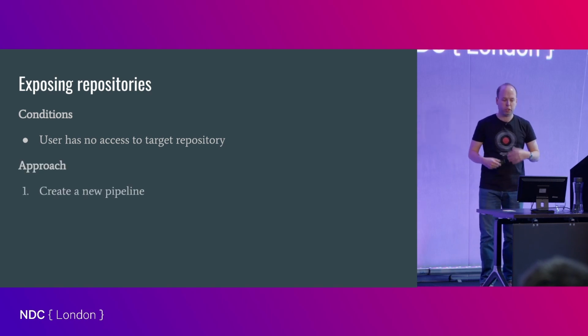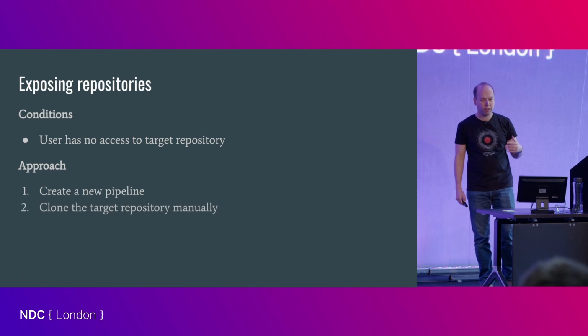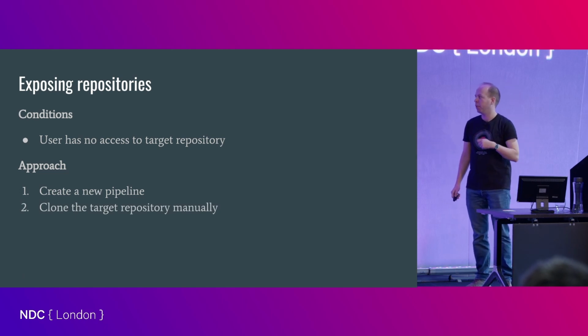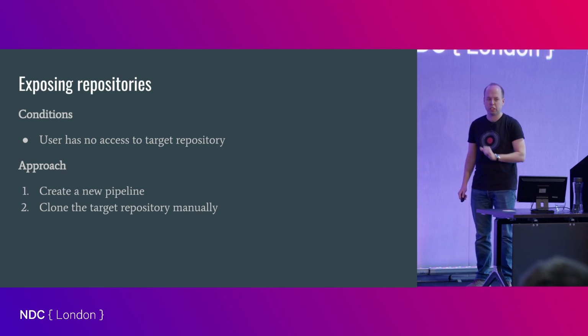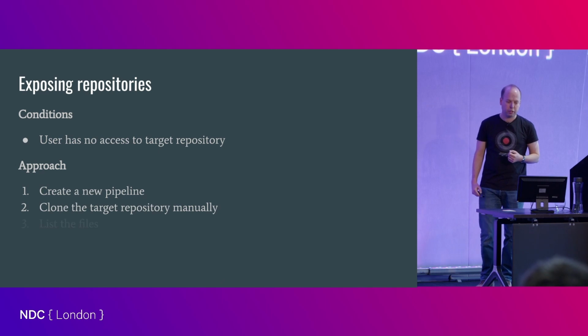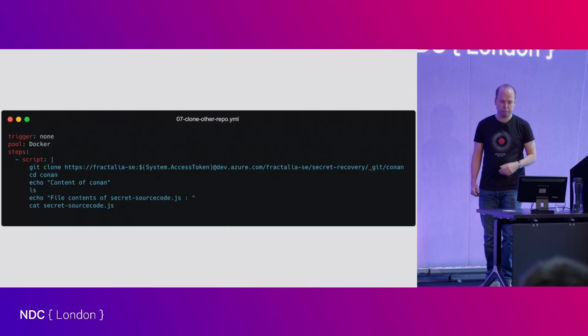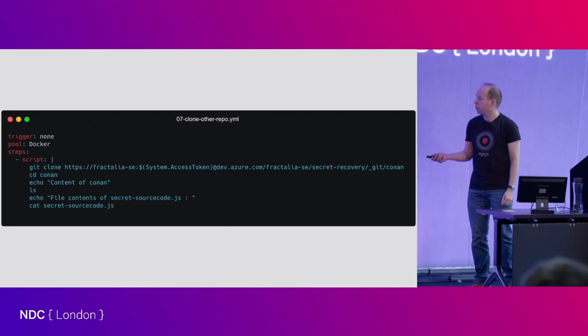What can they do? They create a new pipeline. They clone the target repository manually. They don't link the pipeline to the repository, but they do a git clone command inside the pipeline. Then they can list the files, and they can expose content of a file. This is how this would look.